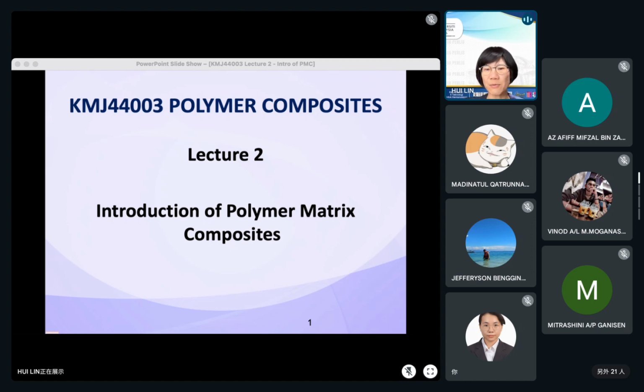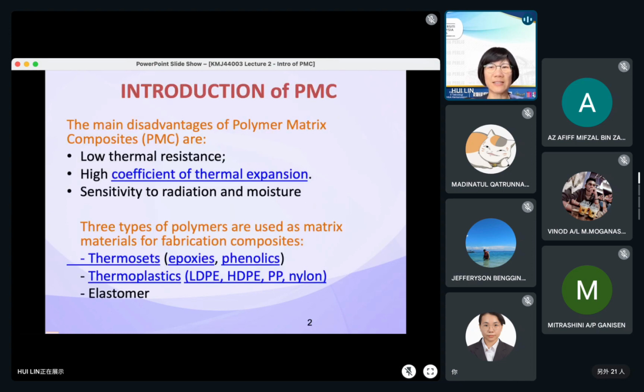Now we continue the class, since we finished the very introductory part about composites. We are going to learn about polymer composites more specifically. So what is a polymer matrix composite? I think every one of you knows the matrix comes from the polymer. It can be many types of polymers: rubber, thermoplastic, thermoset, all of them.